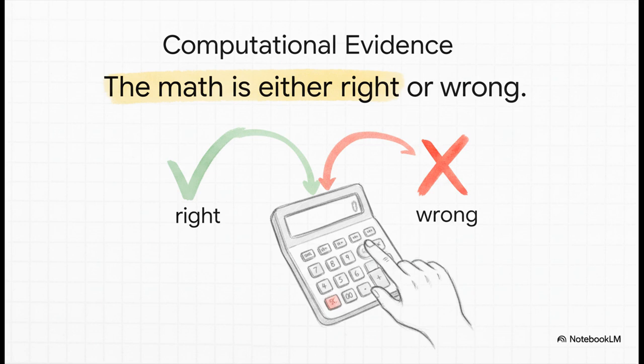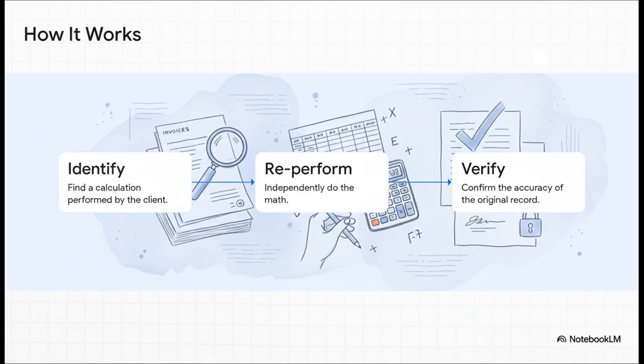And rounding out our high reliability trio, we have computational evidence. You can also call it mathematical evidence. This one's super straightforward, but don't underestimate how powerful it is. All the auditor does is redo the math themselves. They take a calculation the client did, like depreciation expense or interest on a loan, and they just recalculate it from scratch. It's black and white. The numbers are either right or they're wrong, and the auditor can prove it.